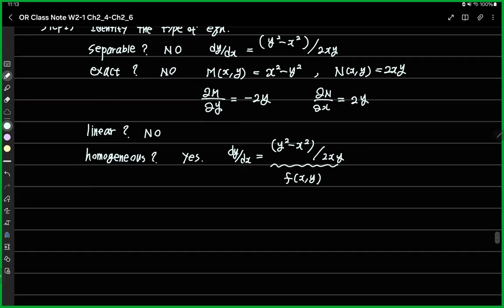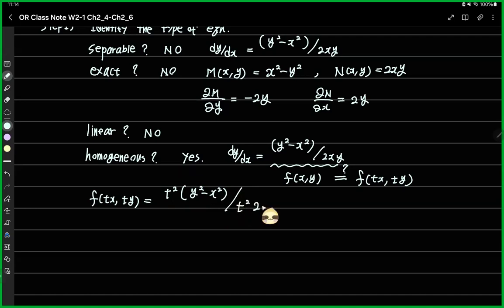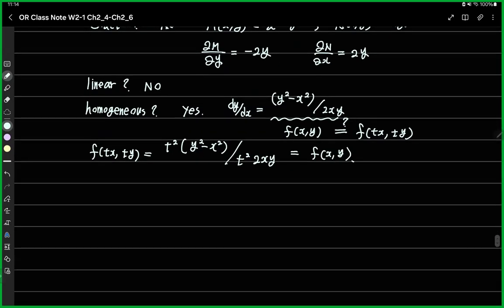Right. So we need to see if this is equal to f of tx, ty. If it is, it means that the differential equation is homogeneous. And f of tx, ty is equal to t squared times (y squared minus x squared) over 2 t squared times xy. So this is equal to f of x, y for any t that is not equal to 0. That's why this is homogeneous.